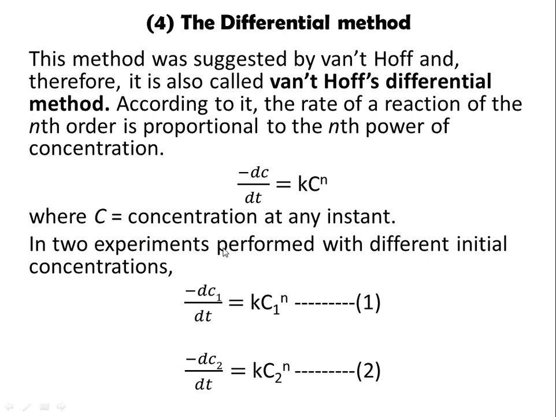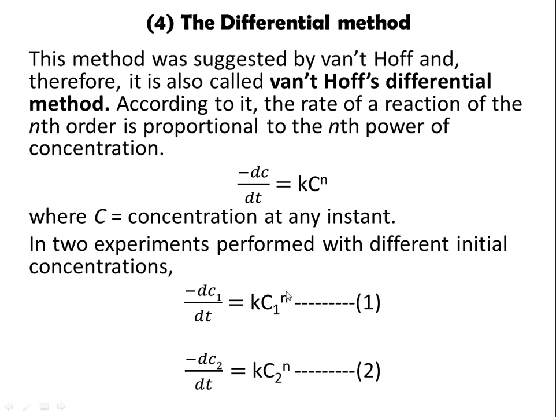When two experiments are performed with different initial concentrations, then the rate becomes minus dC1 upon dt. So why is the negative sign there? Because this is the initial reactant concentration and the reactant is disappearing throughout as the reaction proceeds. So that's why there is a negative sign, as the concentration of the reactant is decreasing. So minus dC1 upon dt is equal to K C1 raised to n. So n represents the order of reaction.